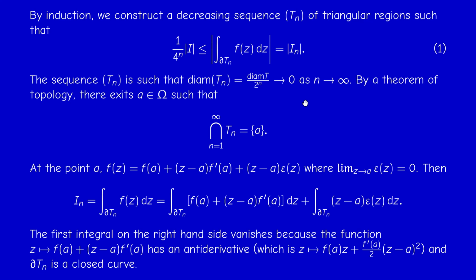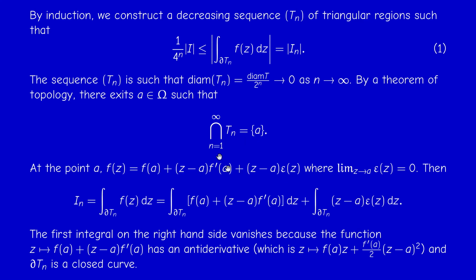And now, since f is holomorphic at A, we can write f of z in the usual way as f of A plus z minus A times f prime of A. This is the linear part, plus z minus A times a quantity tending to 0. Okay, so this is just another way of writing the condition of holomorphy at the point A. Okay. So if you like, you can write f of z minus f of A over z minus A, minus f prime of A, tends to 0. Same thing. So epsilon of z is f of z minus f of A over z minus A, minus f prime of A.